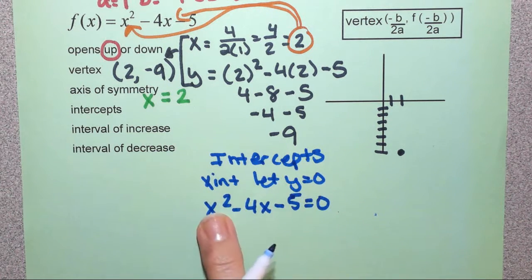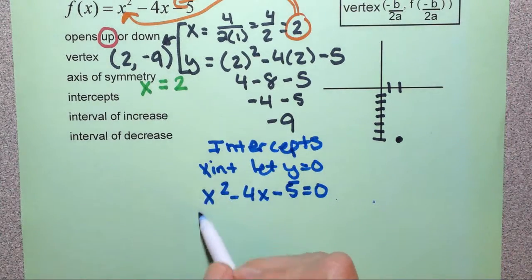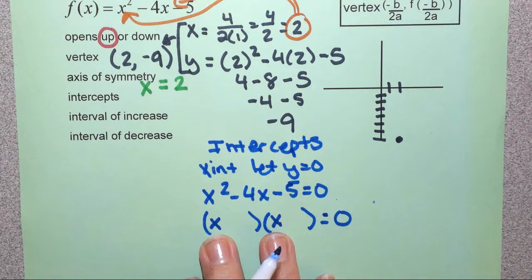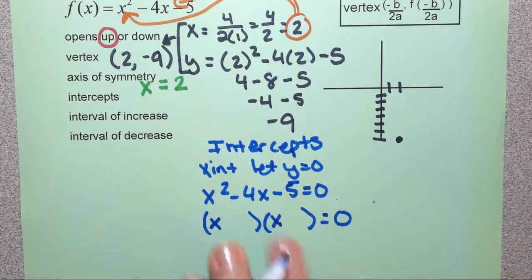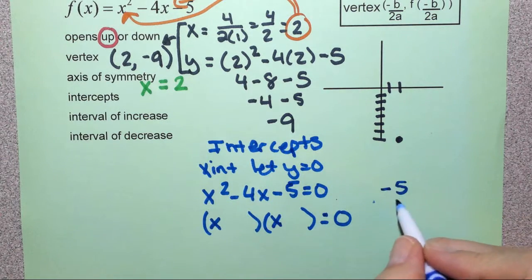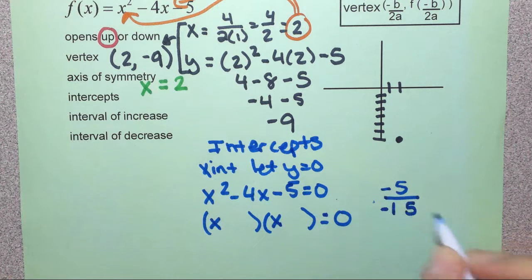Because I have a quadratic with 3 terms, I'm going to factor. This happens to be a 1x squared, so it's easy to factor. When you have a 1x squared, I know that x times x is x squared, so these both have to be an x. You look at your last number, which is negative 5, and list all your factors of negative 5. So negative 1 times 5 and negative 5 times 1.